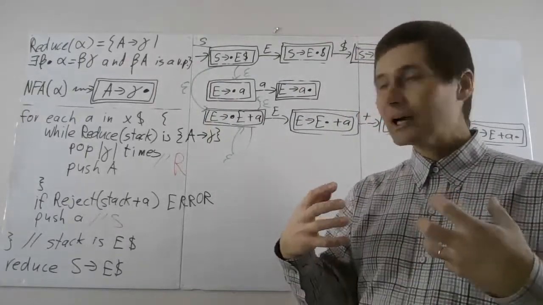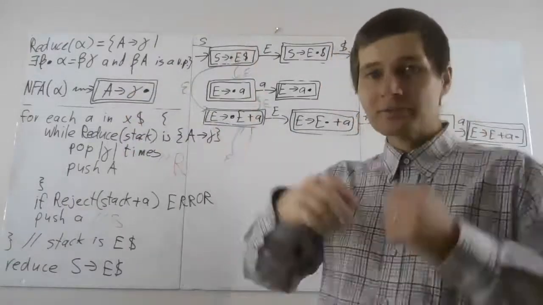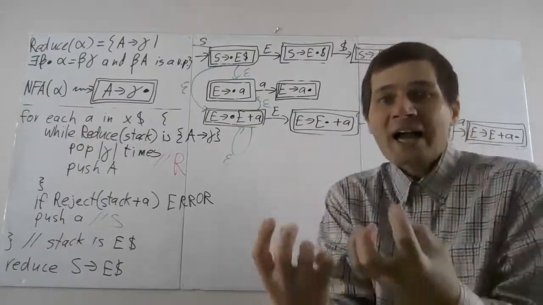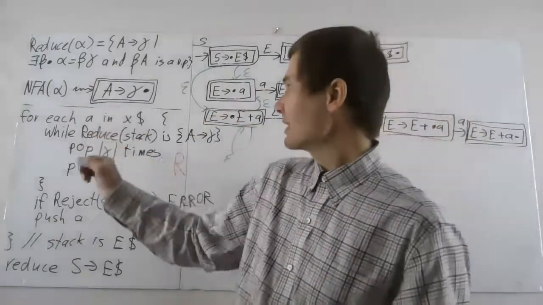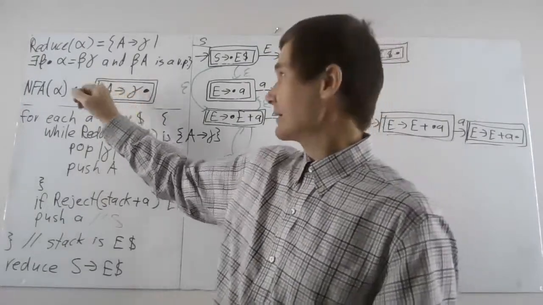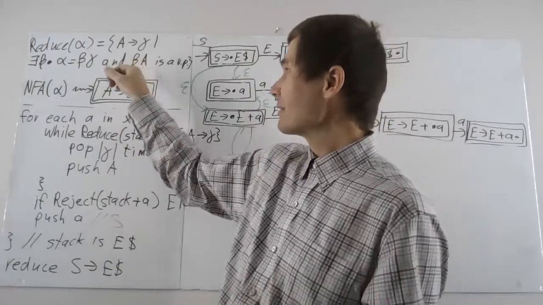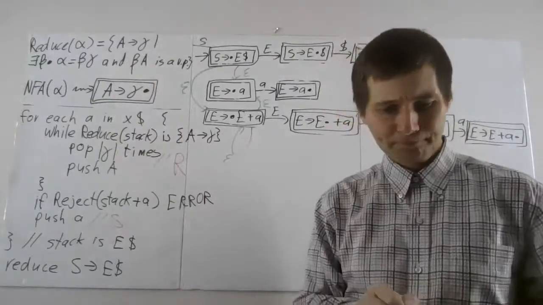Okay, so once again, you can memorize that when the dot is at the end, that's when you reduce by that rule. But why that makes sense is actually pretty tricky, because the string that takes you to that state with the dot at the end is beta gamma, but the string that you actually care about when you're deciding whether to reduce is beta A.